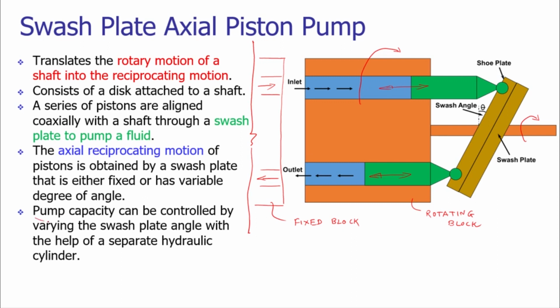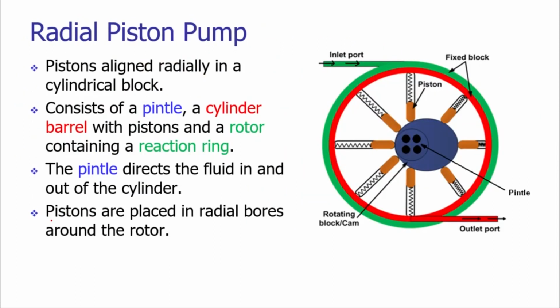Now here we have an opportunity to control the pump capacity. By changing the angle of the swash plate, we can easily change the pump capacity. Now instead of the axial reciprocatory motion, we can also have the radial reciprocatory motion of the pistons. This kind of configuration is called a radial piston pump. The diagram or schematic can be seen on your screen.